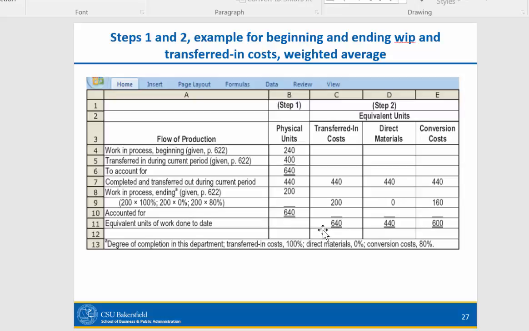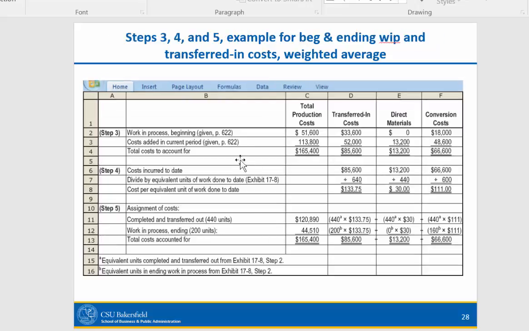We're looking at total equivalent units under each category. So transferring cost 640 and 440 for direct materials and 600 for conversion costs. Now the next is going to be we'll find out total costs under each category. Then we're going to find the unit cost. Okay. So here this is the steps 3, 4, 5.